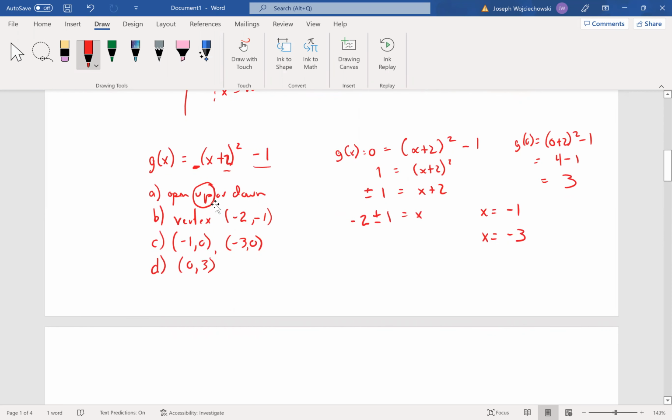We can sketch this. What do I know? I got these 2 points here. 0, 3. Got a point up here. Got a vertex at negative 2, negative 1. And I know it opens up, which goes with my points here. Determine the axis of symmetry. Well, remember the axis of symmetry is just x equals h. x equals negative 2 right here.